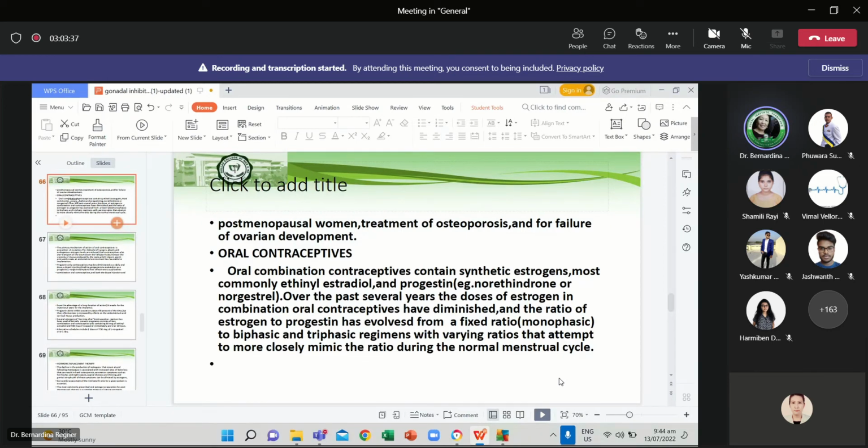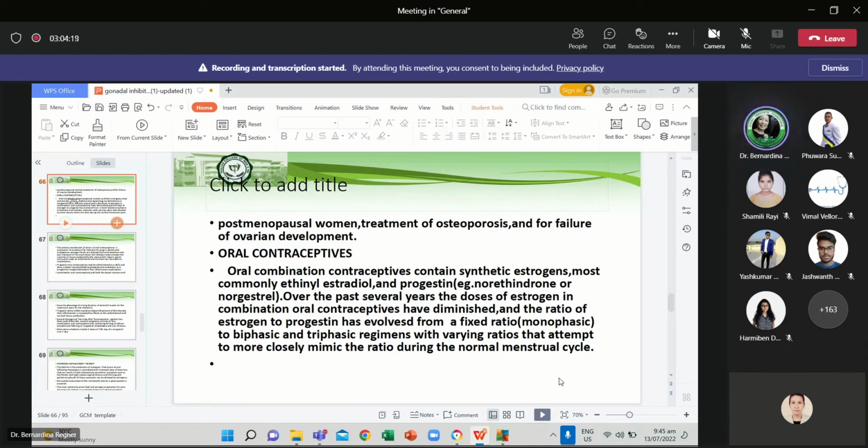What are oral contraceptives? They are combinations containing synthetic estrogens. What is the most common preparation here that is in combination? It will be ethinyl estradiol. And most commonly for your progesterone or progestin, it will be norethindrone or norgestrel. So I repeat, in the case of synthetic estrogens, it will be ethinyl estradiol. And for progesterone or progestin, it will be norethindrone or norgestrel.